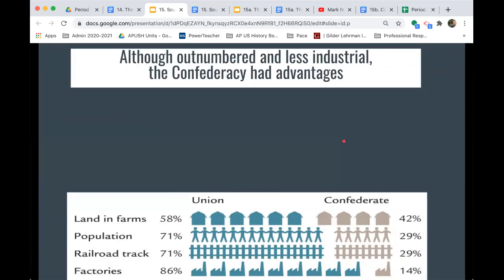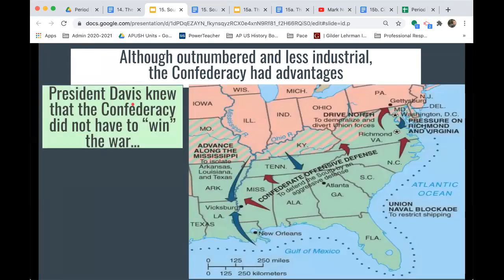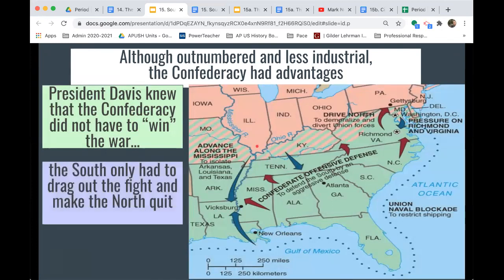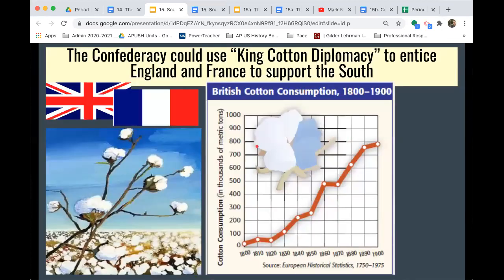Right. So the Confederacy, of course, outnumbered, of course, less industrial, they still have their clear advantages, right? Advantage one, they don't have to win the war. They just have to play defense long enough for the Union to go away. Drag out the war long enough to make the northern states quit. And the other advantage, which we've already talked about, is King Cotton diplomacy. This belief that using cotton as a carrot will entice England and France to support the South.